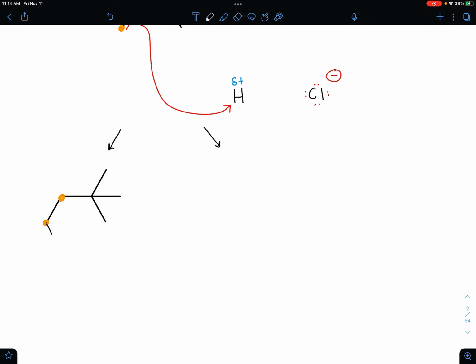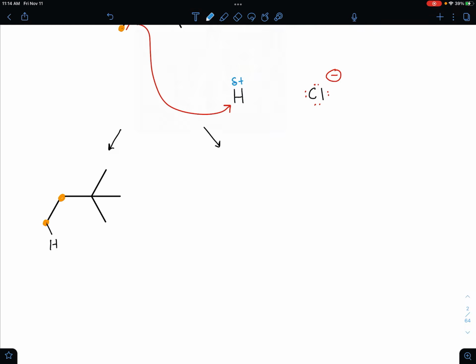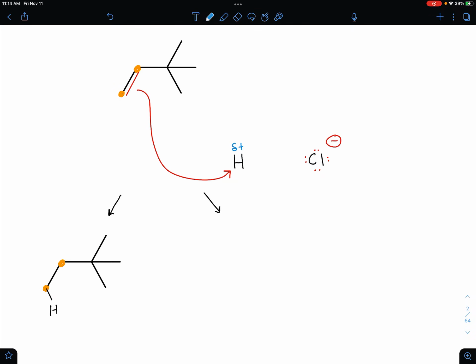Let's say the hydrogen goes to the carbon on the far left. That's one possibility. Now notice, when the hydrogen goes there, if you compare these structures, this carbon had the electrons, now it does not. And so that carbon would end up having a positive charge.